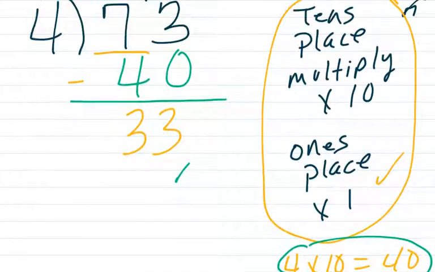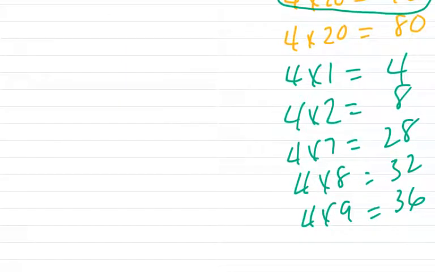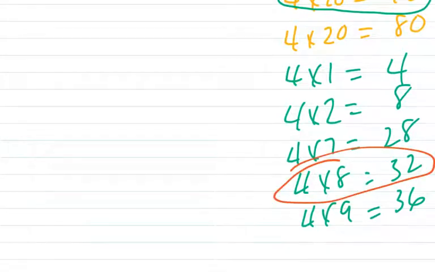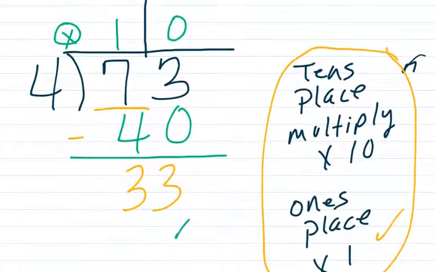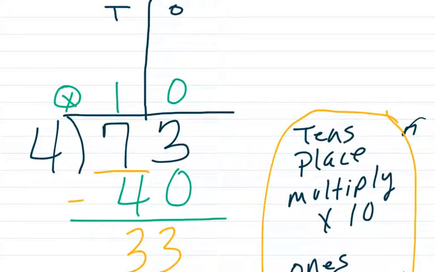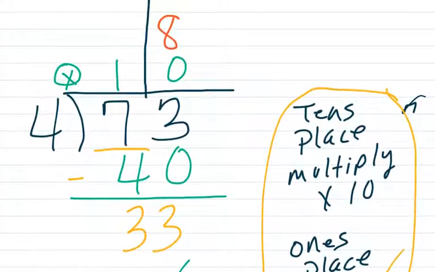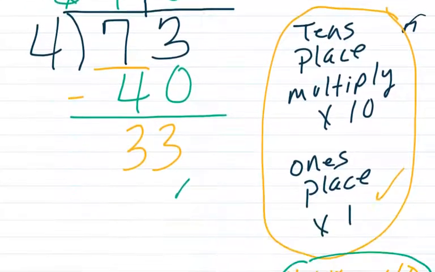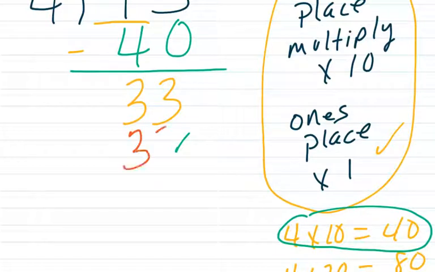So I look at the number 33 and I say, okay, well, 33 is close to 32. And 4 times 9 would be too big. But I can use 4 times 8, which is 32. That's close to 33 without being greater than 33. So now in my ones place, I write the number 8. Now I multiply. 4 times 8 is 32. I subtract. 33 minus 32 is 1.